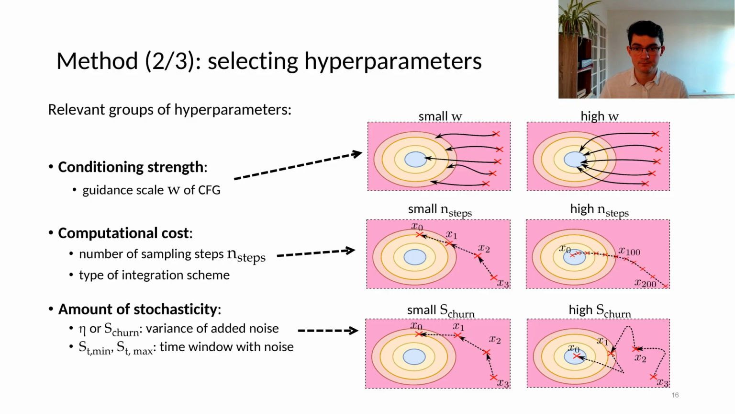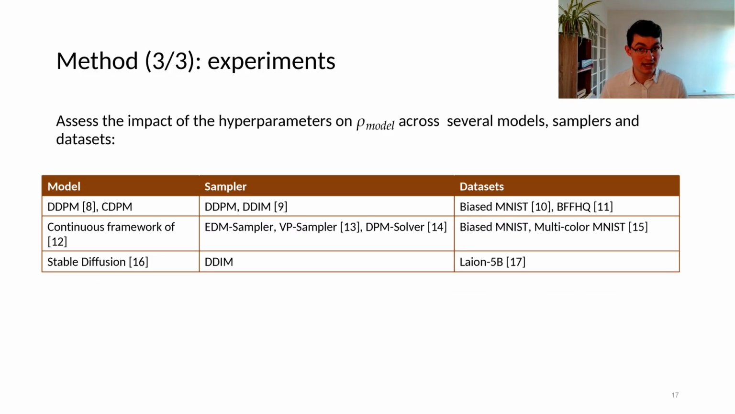We then assess the impact of those hyperparameters on the level of bias and the image quality, on classical models such as DDPM, and state-of-the-art models such as Stable Diffusion, on deterministic and stochastic samplers of different kinds, and on datasets exhibiting different types of biases, like Multi-Column List or LAION-5B.